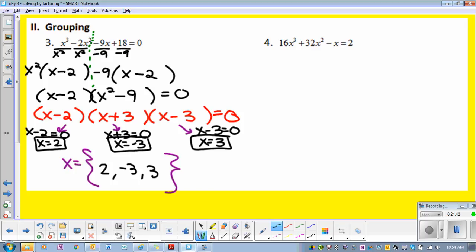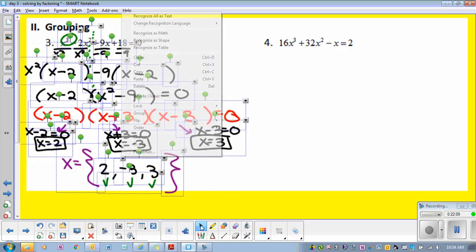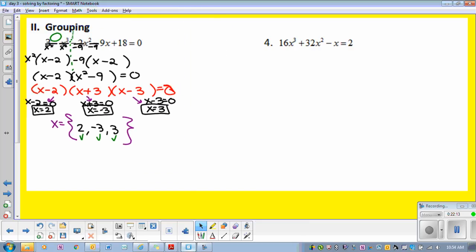So how many solutions did we find? 3. 1, 2, 3. Does that match my biggest exponent? Yes. So we found all the solutions. All right, so let's look at number 4. So number 4, is it equal to 0? No. So let's make it equal to 0.